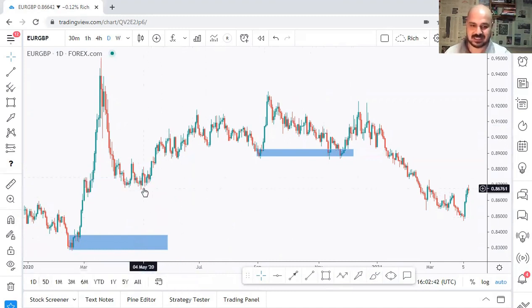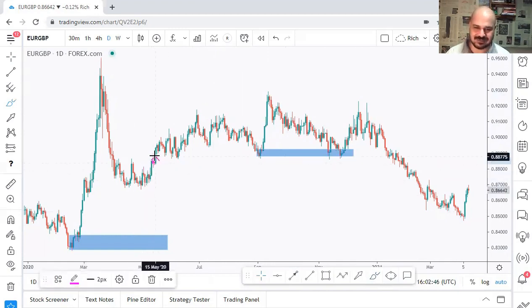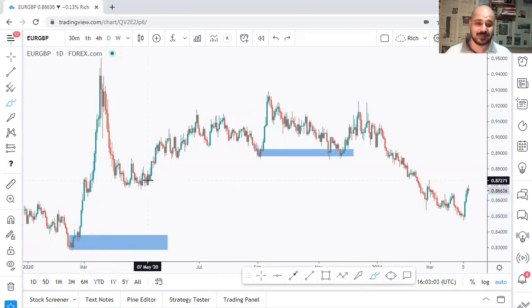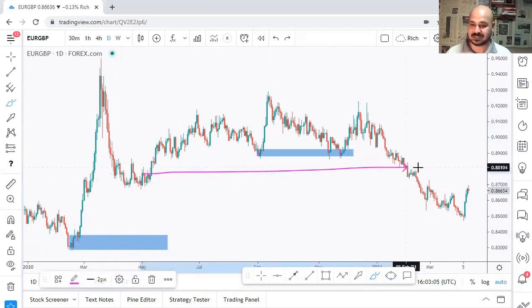Let me delete this one. This one may be a strong one, but it's not very, very strong because as you can see, we've got many movements. It's not like this one, poof, explosive movement upward, right? Poof, explosive movements. So this one is still strong, but not as strong as these.